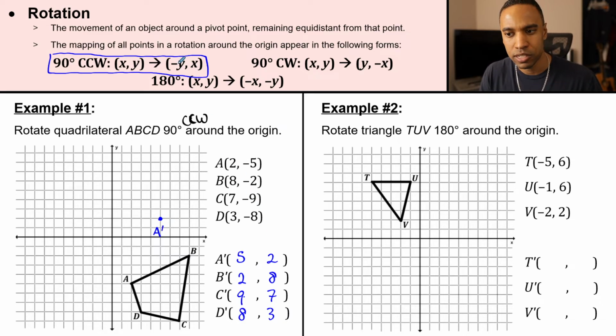Remember, I'm not going y units down or anything like that. No, I'm just changing the sign and I'm going that direction, left to right. So 5, 2, 2, 8 for this B prime. C prime is 9, 7. That's C prime. And D prime is 8, 3. D prime. Connect the dots and we'll be set. And there's my rotation. So hopefully that made sense. And arguably that was the harder of the two problems here.